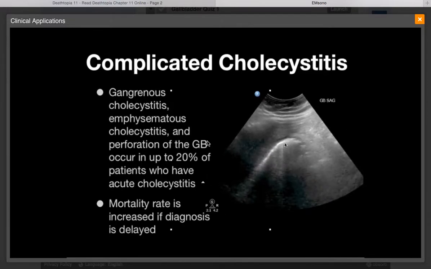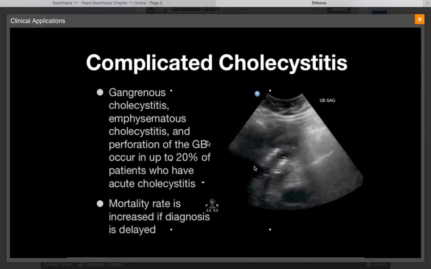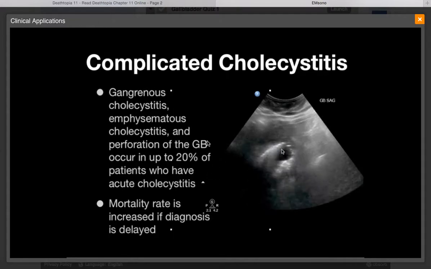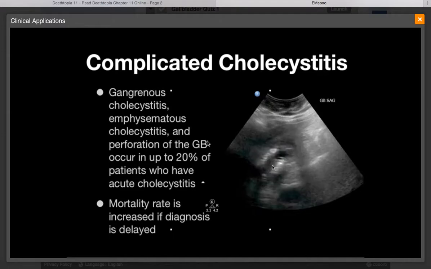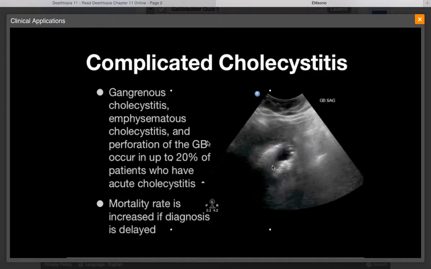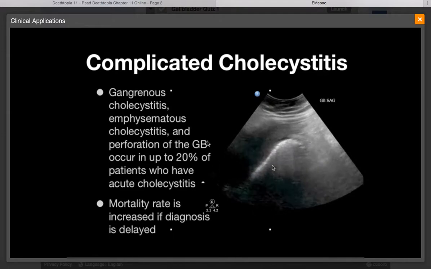Here was a patient that had emphysematous cholecystitis. Note the presence in the non-dependent portions of echogenic foci with long shadowing posteriorly that has a quote-unquote dirty appearance. This was due to the presence of air.